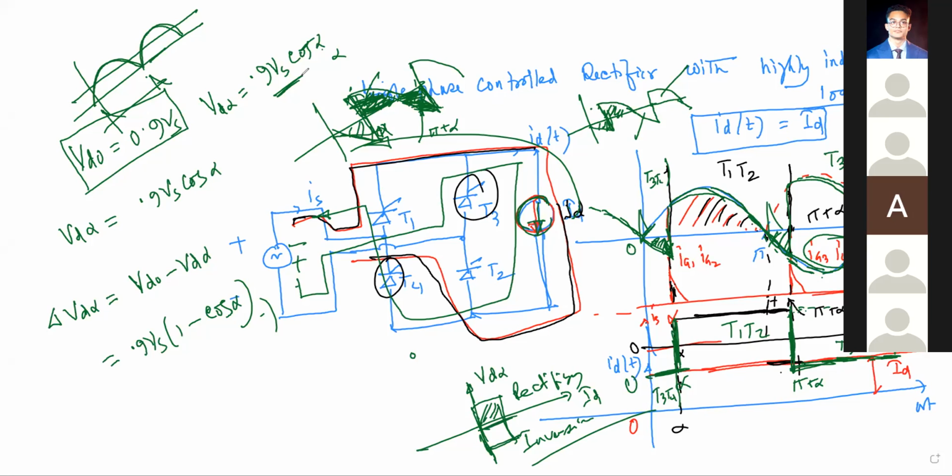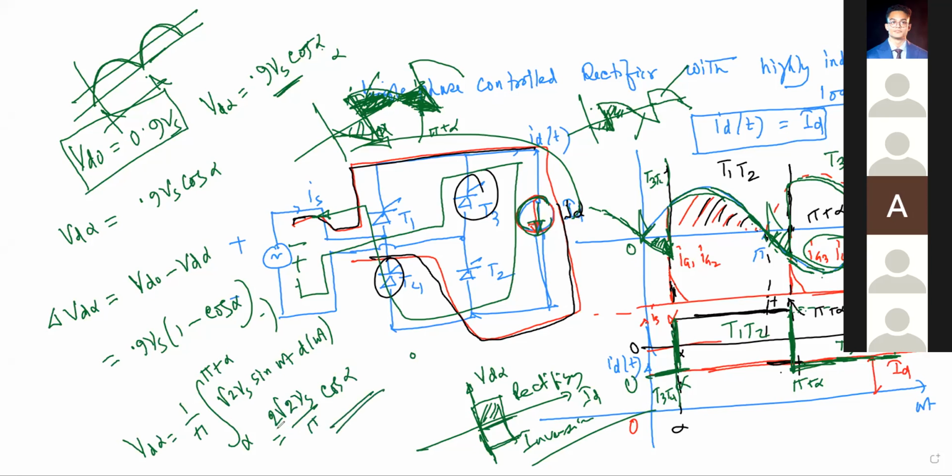Where I have written 1 by pi, integrating from alpha to pi plus alpha, root 2 Vs sine of omega t, d of omega t. This is your VD alpha, right? Then it should be 2, oh okay, this 2 was omitted. Yes, it will be like this, cosine of alpha. You correct it. I omitted this 2, right? Yes, sir, I think that's it.